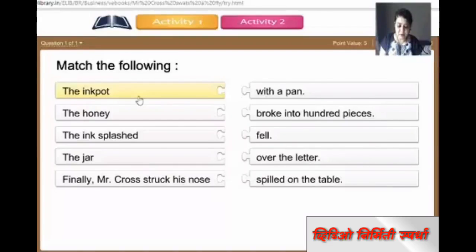Okay, so take out your page number 4. Okay, now I am going to read for you second last paragraph. When the fly didn't go away, it began to buzz around the ink pot on the table. Mr. Cross grabbed a ruler at the table and hit the fly. But oh, what's this? The ink pot fell.